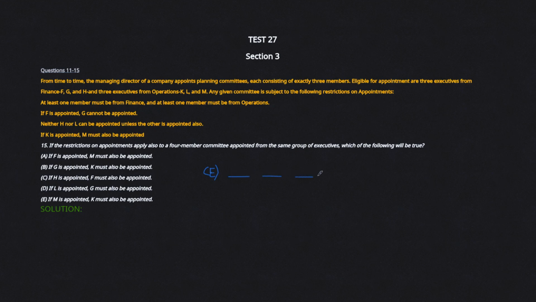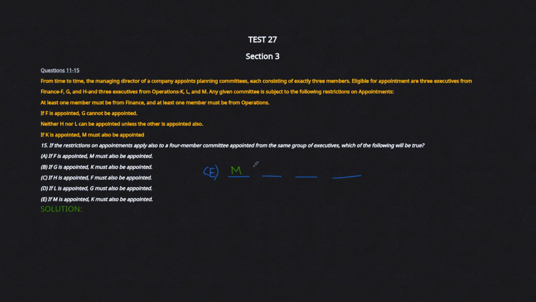One, two, three, four. It says if M is appointed, K must also be appointed. Let's see if it's true or not. We have appointed M, and now I'm trying to prove the opposite, that if M is appointed, then it is not a must that K also has to be appointed.